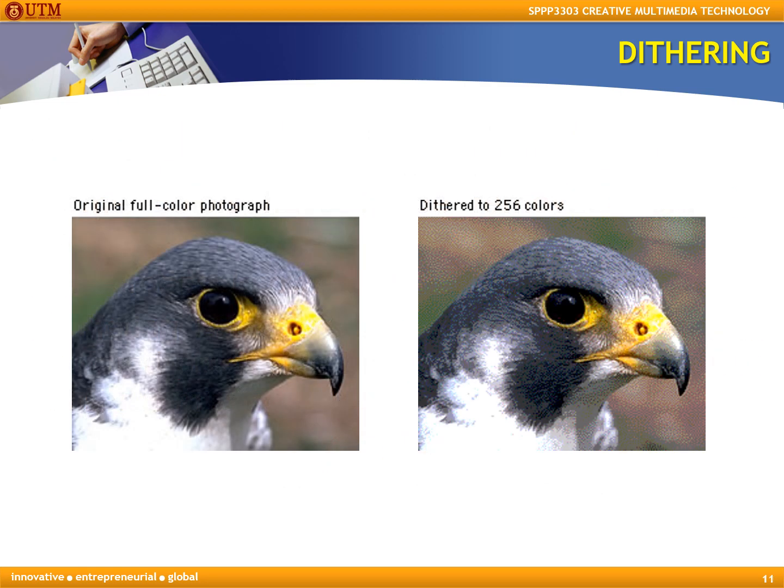Now this is another example. This is the original full photo, and this is the dithered 256 colors. If you look behind the bird right here, you can tell there is actually low quality. You can see the pixels, the squares.